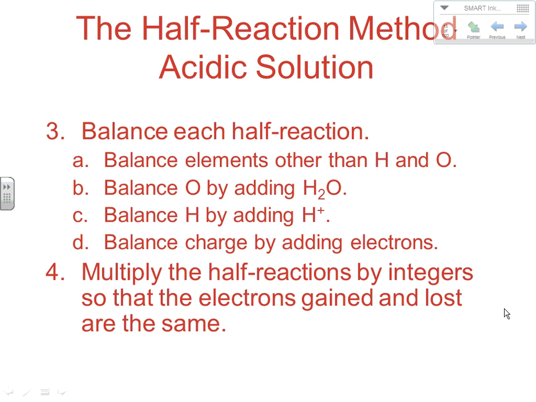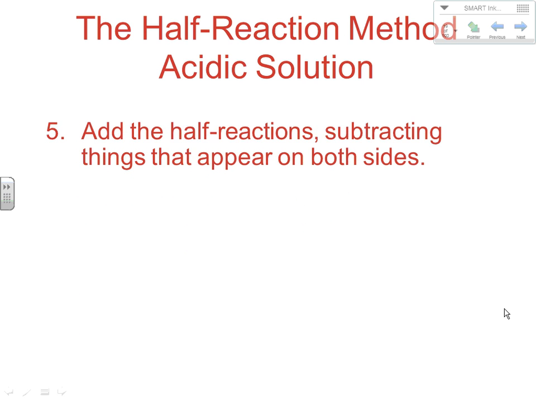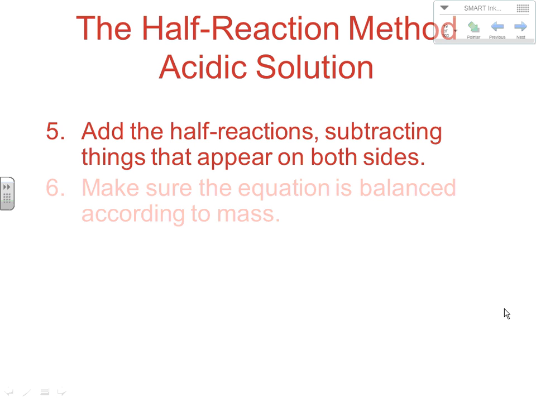And when we balance our half reactions, our number of electrons involved may not be equal to each other. So we multiply the half reactions by the smallest common number to get the electron transfer to be equal. Once again, pay close attention. It's not that bad when you see it done. And then in step 5, we add the half reactions together and subtract anything that appears on both sides and cancel to get our overall balanced reaction.